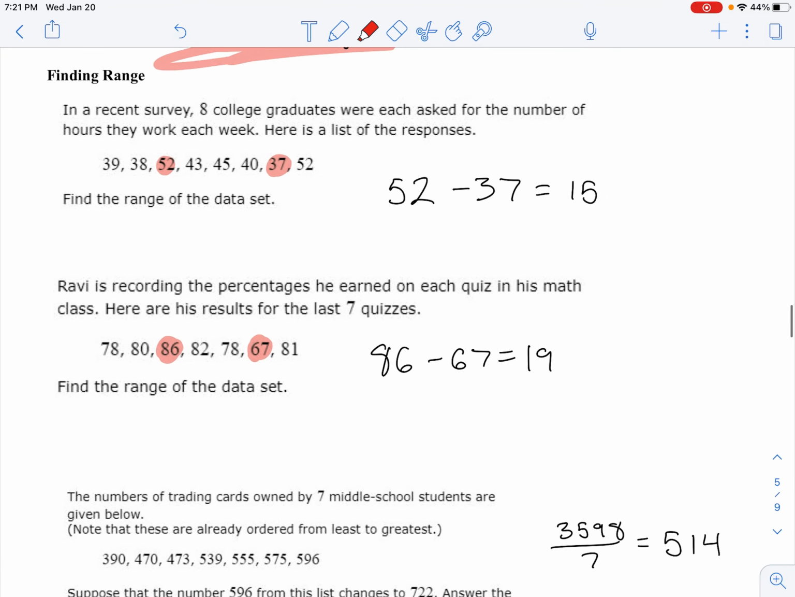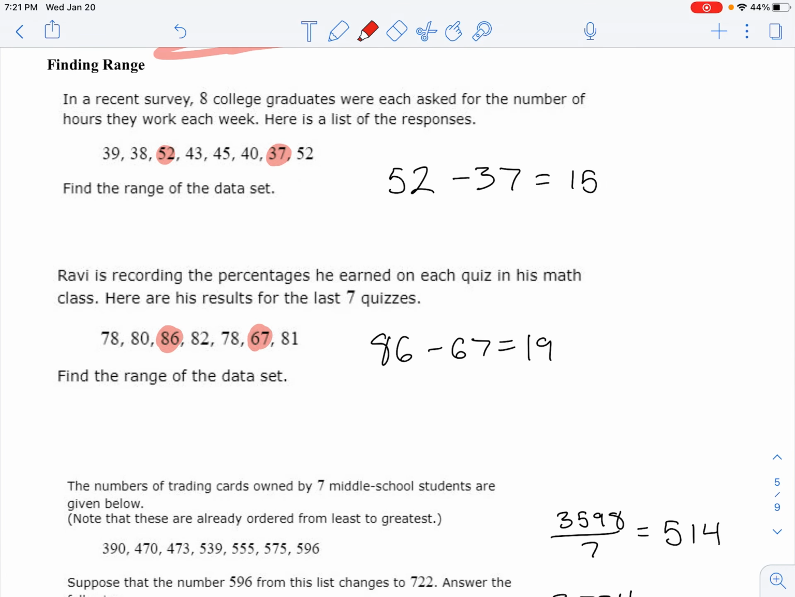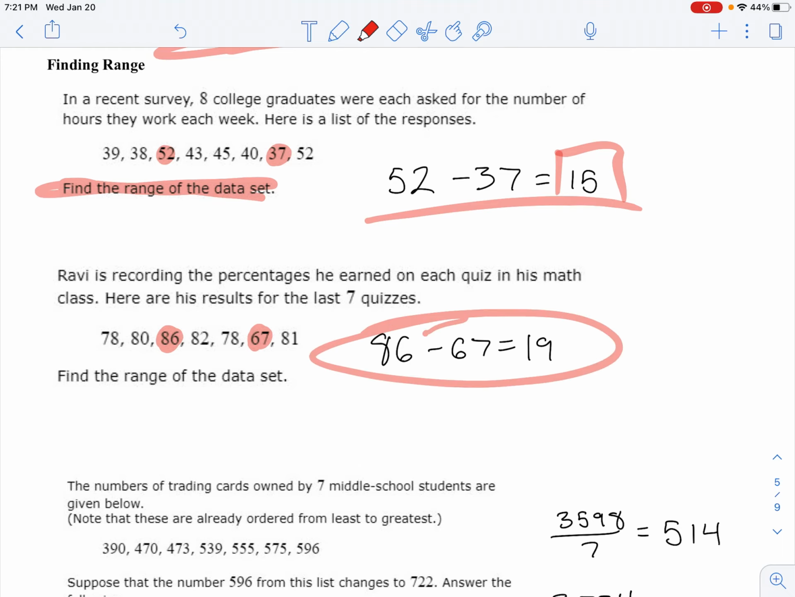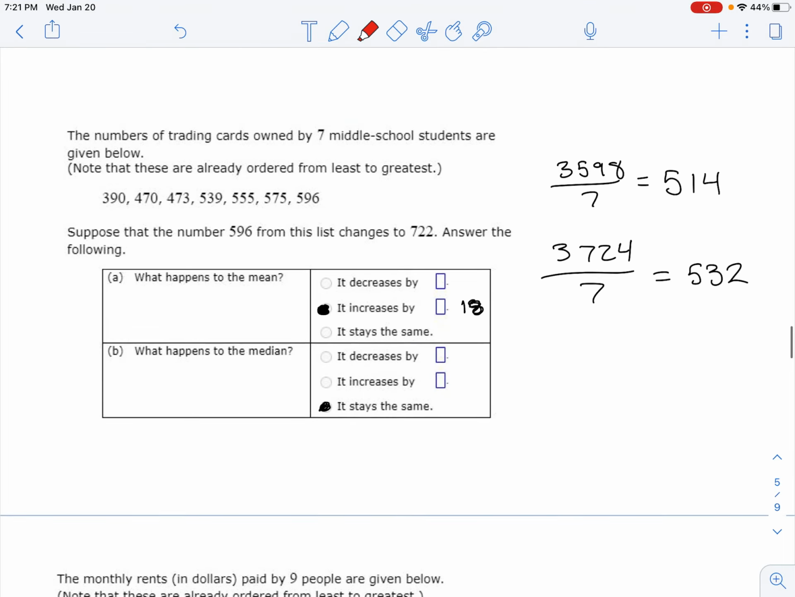So finding range, in our first question here, you could read through it if you want. I just jumped down right to the numbers because it's asking us to find the range of the data. And I saw the 52 as the highest and the 37 as the lowest. If I subtract those, I got 15. 15 then is my range of those numbers. Next, 86 and 67, if I subtract those, I get 19. Those are my highest and lowest. I subtracted them. 19 must be my range.